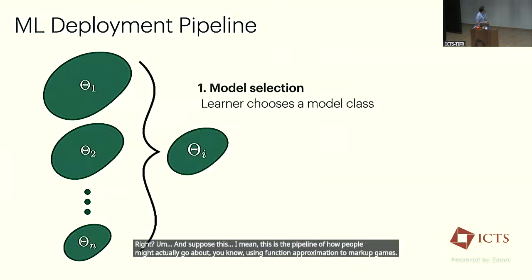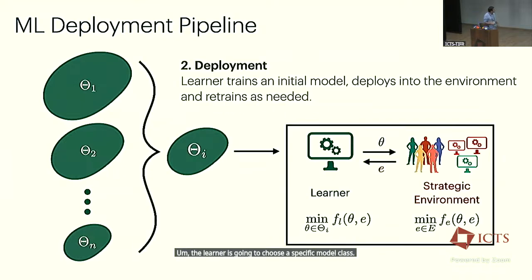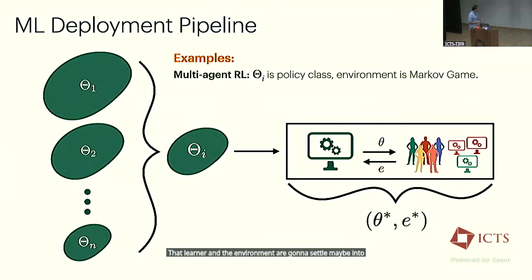games. The learner is going to choose a specific model class, right? And now in a Markov game, they're going to train a model and deploy that model into the environment. That learner and the environment are going to settle maybe into a Nash equilibrium. And the question is, which of these model classes is better at Nash, right? Which class of function approximations, or which classes of models or policies, should we use in a Markov game, right?